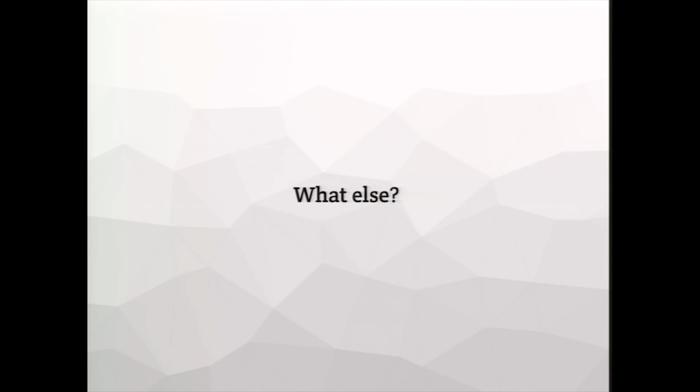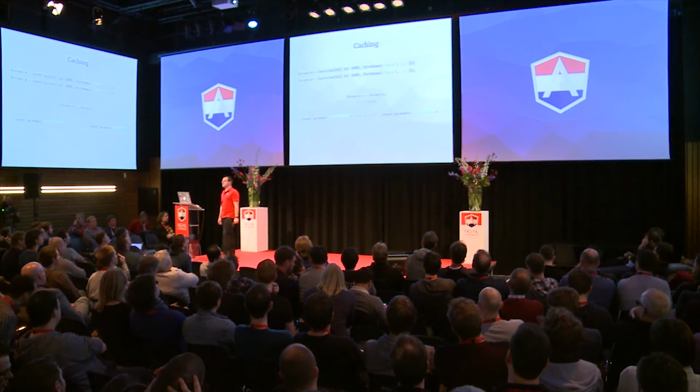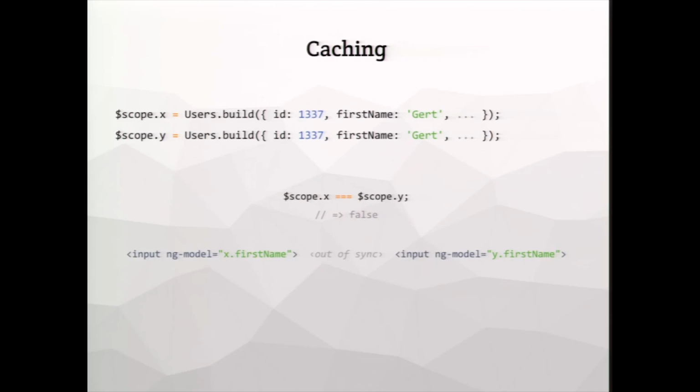Well, what else can you do with this? There are plenty of possibilities. You can use all your object-oriented design patterns here. But I'm going to go into a few specific cases. This is a nice one. Let's say we create two users, but they have the same ID. I create X and Y, scope.x and scope.y. I build two users, both have the same ID, the same properties.